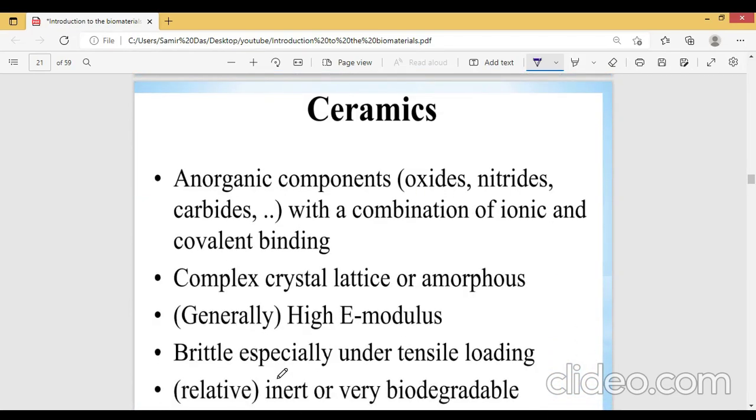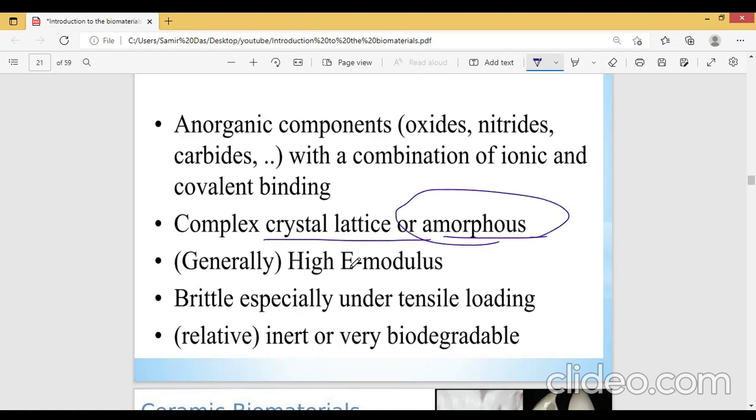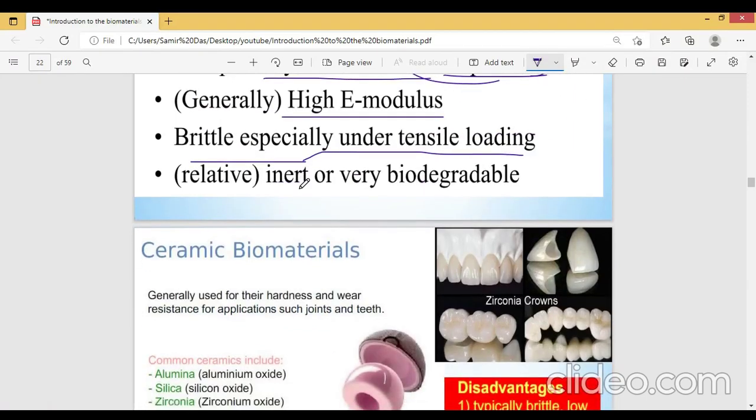Now comes the ceramic based bio implant. In the case of ceramic based biomaterials, they have a complex crystal lattice structure, generally high Young's modulus, and are brittle in nature, not ductile. Metallic implants are basically ductile in nature, but these are brittle in nature, inert or very much biodegradable, and they are formed by making ionic and covalent bonds.